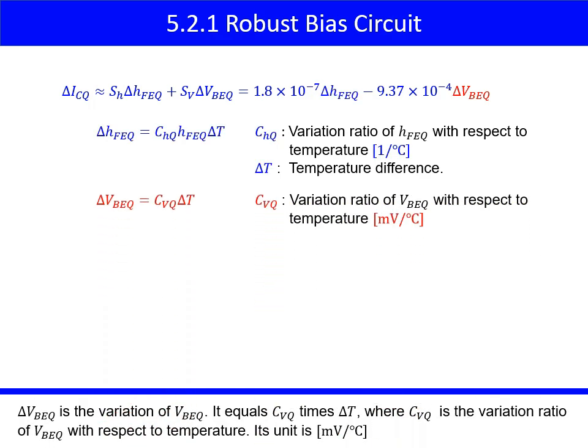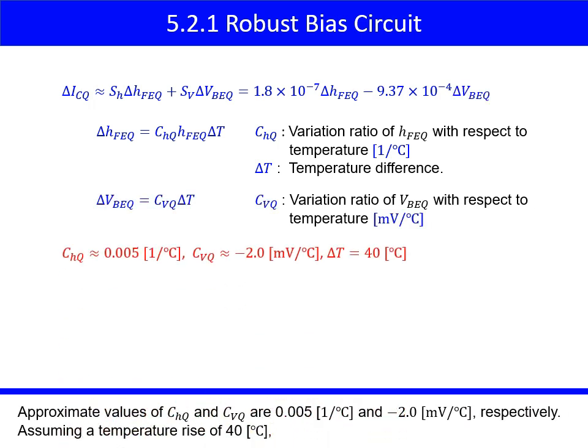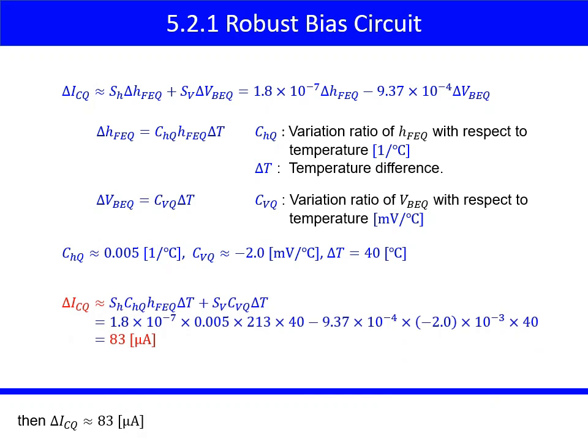Delta VBEQ is the variation of VBEQ. It equals CVQ times delta T, where CVQ is the variation ratio of VBEQ with respect to temperature. Its unit is millivolt per degree Celsius. Approximate values of CHQ and CVQ are 0.005 per degree Celsius and -2.0 millivolts per degree Celsius respectively. Assuming a temperature rise of 40 degrees Celsius, then delta ICQ is approximately 83 microamps.